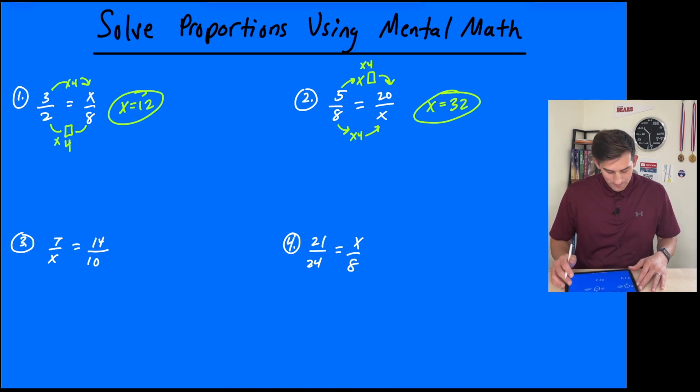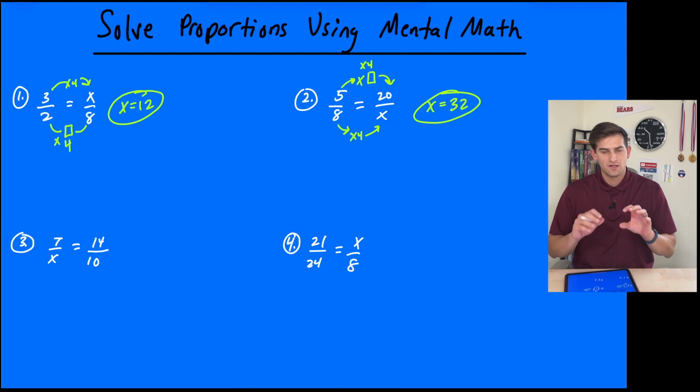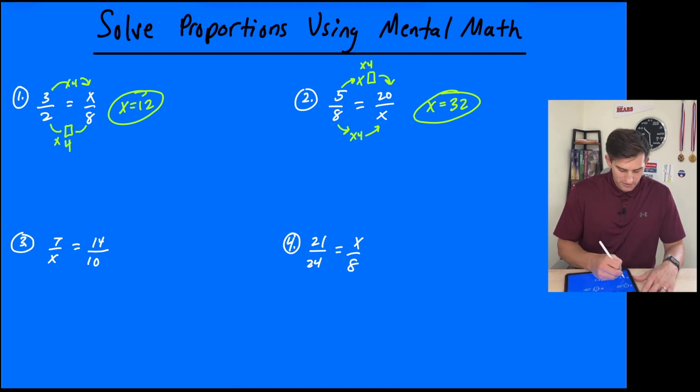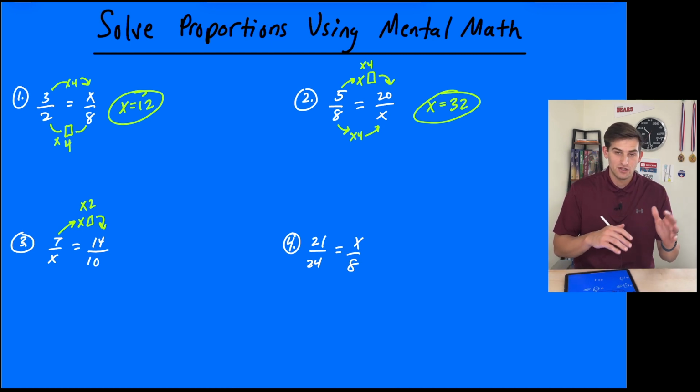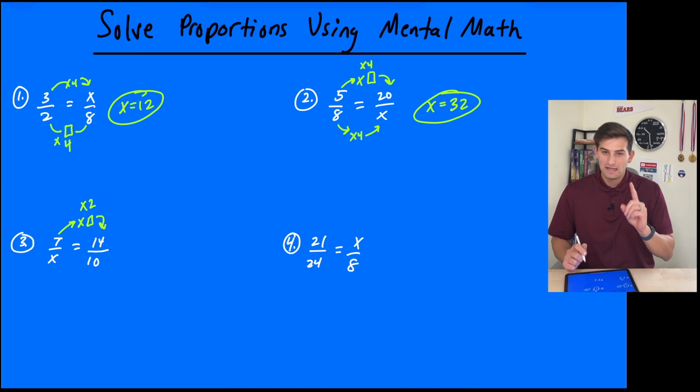All right, let's look at number 3. 7 over x is equal to 14 over 10. So now we have constants in our numerator here. So we can say 7 times what would equal 14, and that would be times 2. So now we know that we need to multiply by 2 to get from our first ratio to our second ratio. Okay, now this one looks a little bit different though because our x is actually in our first ratio.